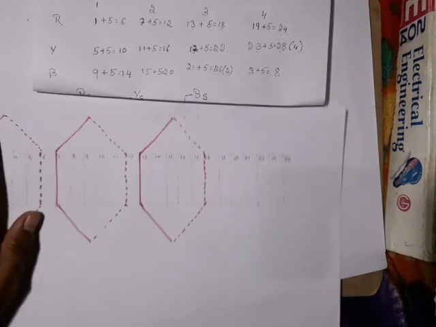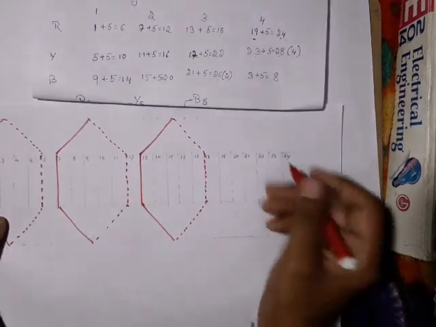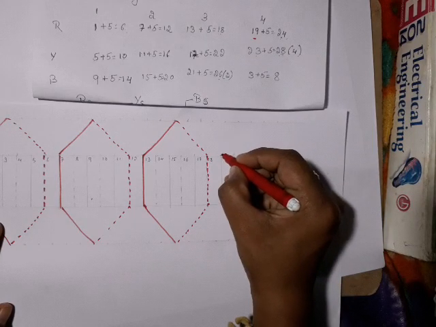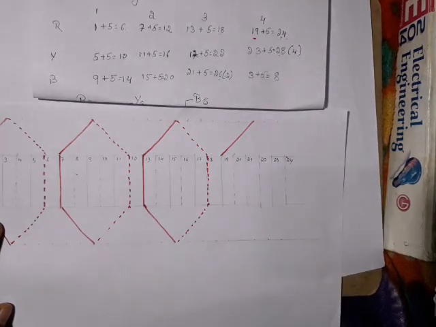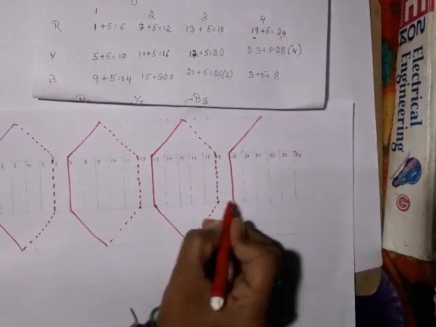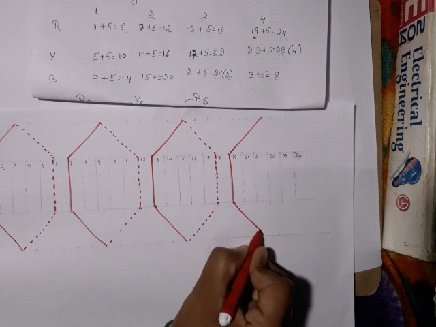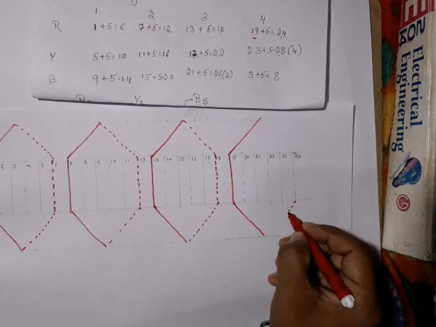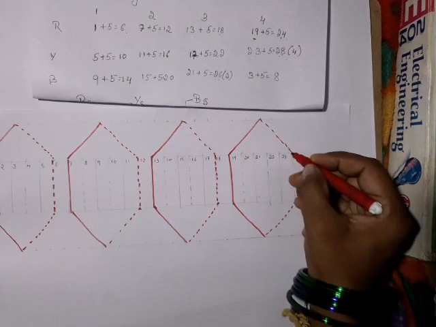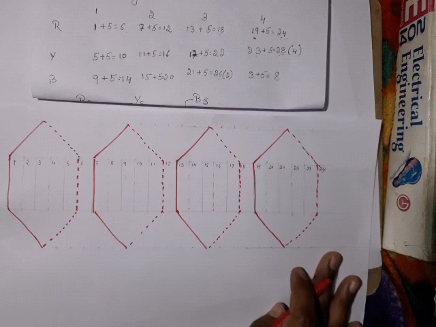And the last one is 19 connected to 24. So here is 19, here is 24. 19 is a dark line. 24 is a dotted line. And that is the last conductor. Okay. We are done with the R phase.